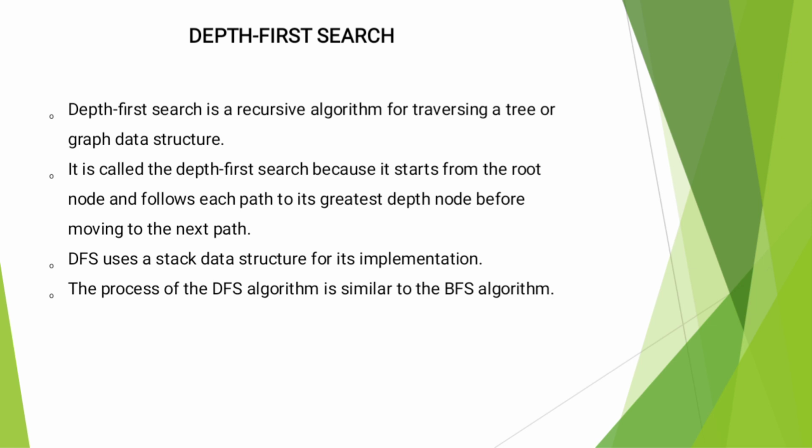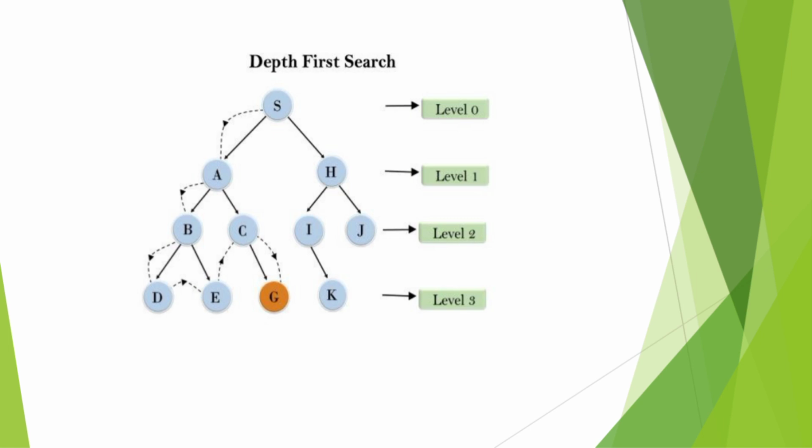The process of the DFS algorithm is similar to the BFS algorithm. Here is the depth first search tree structure. Starting from the node S, then recursively, that is node S followed by A, then next B, then D, then back to G, back to E, C, H, G, then this is recursively solved.